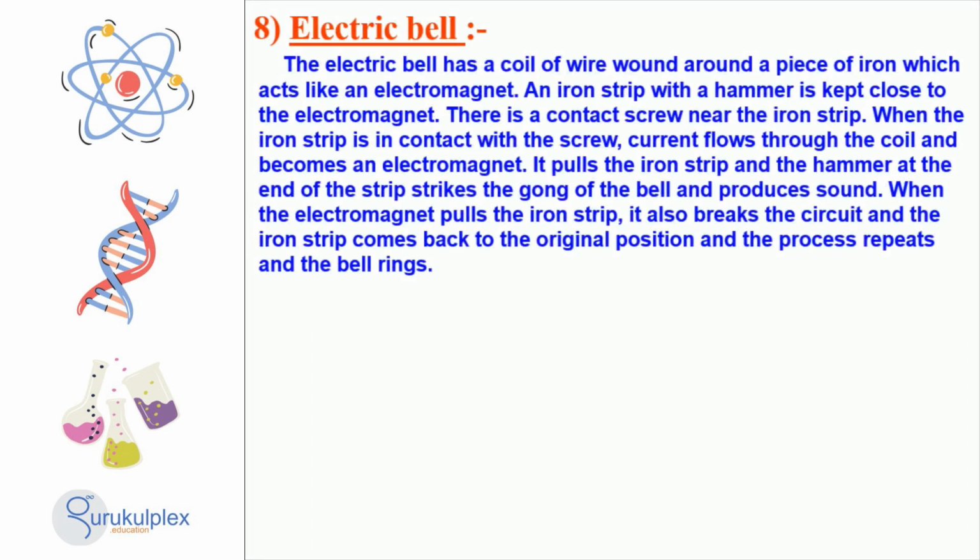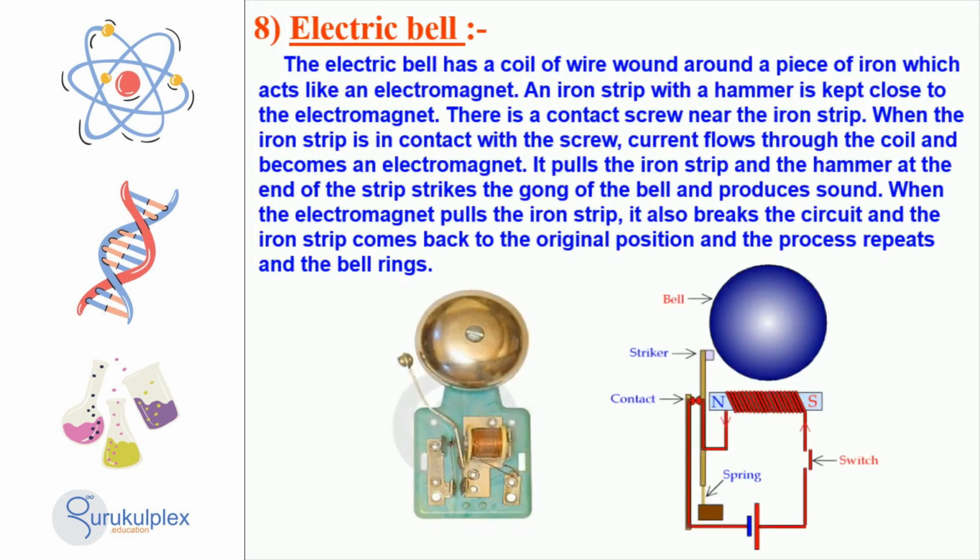Electric bells are a common fixture in everyday life, serving as doorbells, security alarms, and more. They are composed of a coil of wire wound around a core of iron, known as an electromagnet, and an iron strip connected to a hammer that is positioned close by. When current from the contact screw flows through the coil, it creates an electromagnetic force that pulls the strip and hammer in and causes them to strike the gong attached to the bell, producing sound.